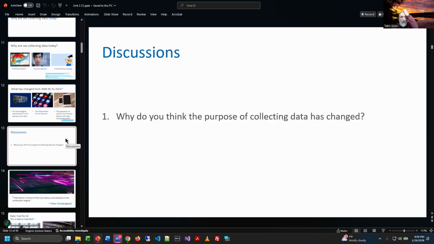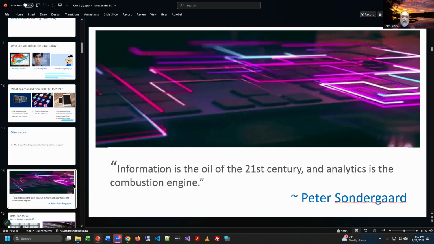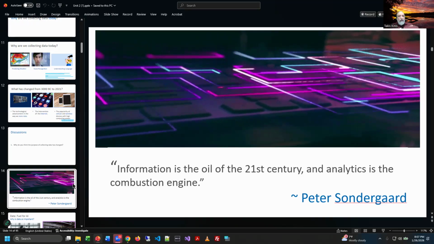So they pose this question, do you think the purpose of collecting data has changed? This is really kind of an interesting thought. Like, what were those Sumerians carving on those tablets? They were keeping track of trade transactions. Well, we still do that, don't we? What other stuff do we keep data on? Well, just about anything you can think of is really kind of the answer.